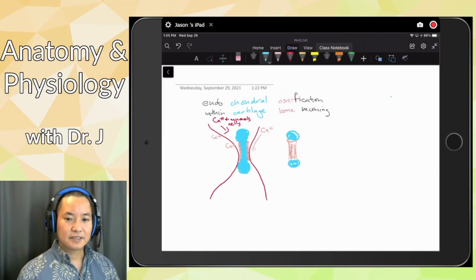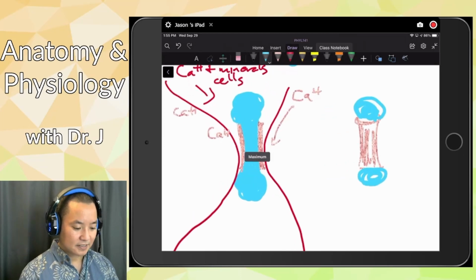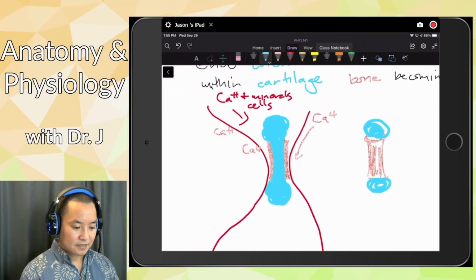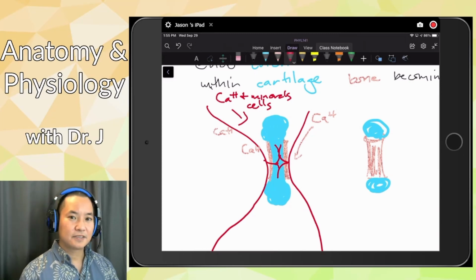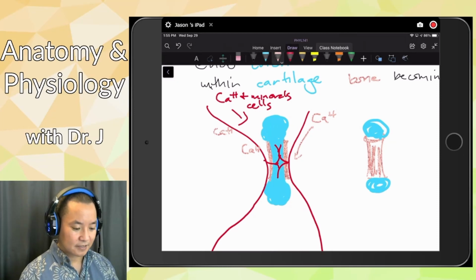But what happened during that bone formation? So these blood vessels actually start to penetrate within the middle of this bone over here. As these blood vessels branch and penetrate here, what are they going to do? They're going to carry more cells, and also they're going to carry calcium. So these are going to form calcium around this area where all those blood vessels are.